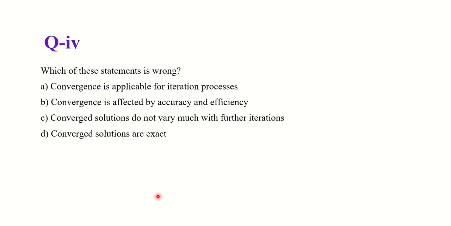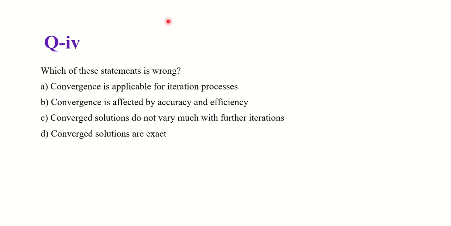We'll move on to question 4. Which of these statements is wrong? Convergence is applicable for iteration processes. Convergence is affected by accuracy and efficiency. Converged solutions do not vary much with further iterations. Converged solutions are exact.